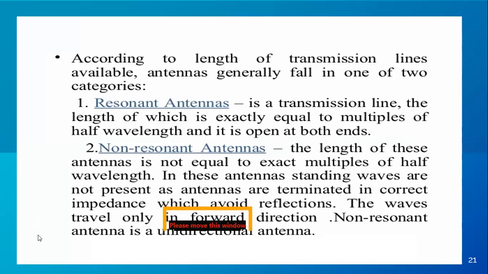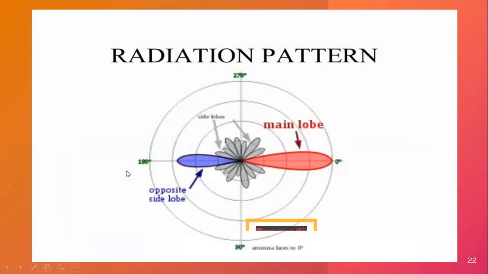They are terminated in the correct impedance, which avoids reflection. So the wave travels only in one direction. The non-resonant antenna is a unidirectional antenna, meaning the flow will be either from the source to the destination or from the destination to the source, not more than that. One direction only. So this is one of the best radiation patterns, in which our antenna is placed. We are interested to find out the side lobes, the main lobe, and the opposite side lobes, etc.